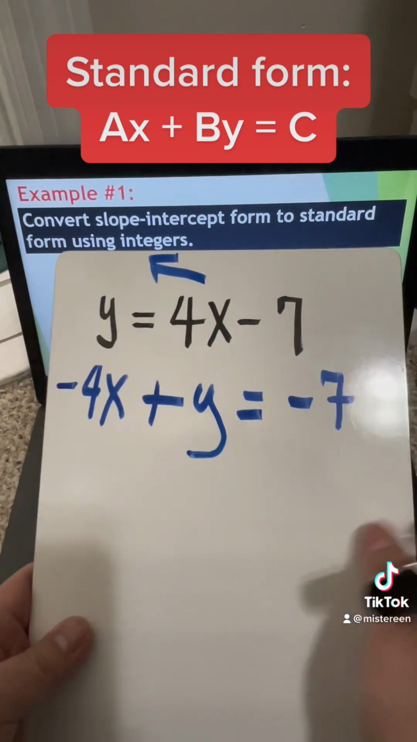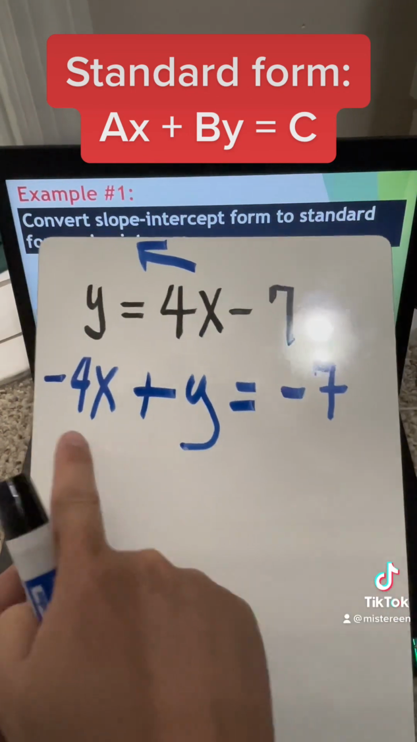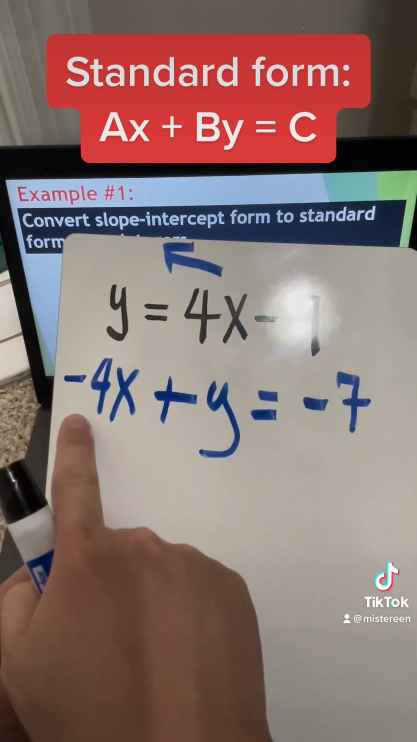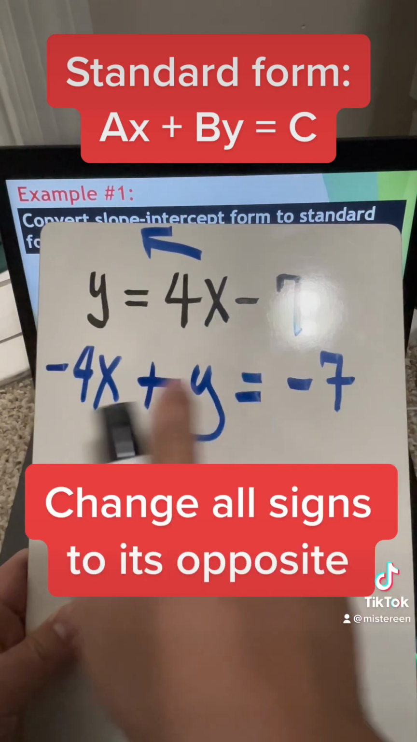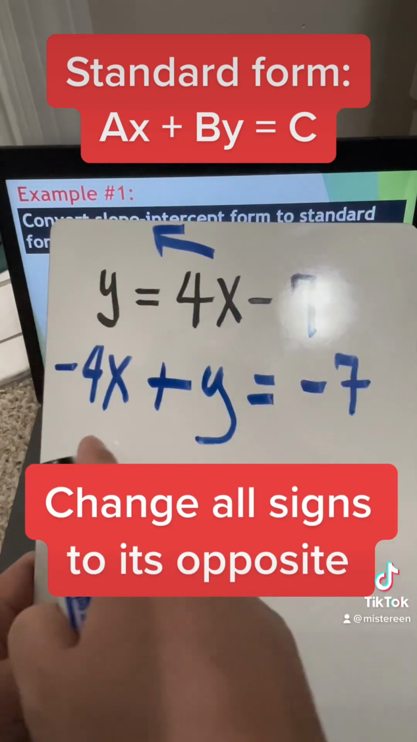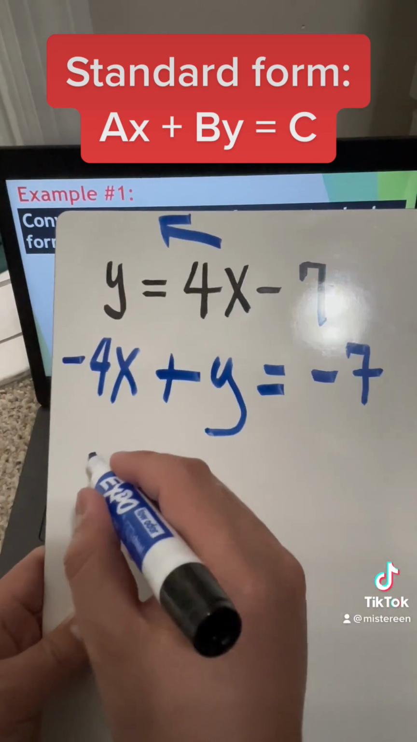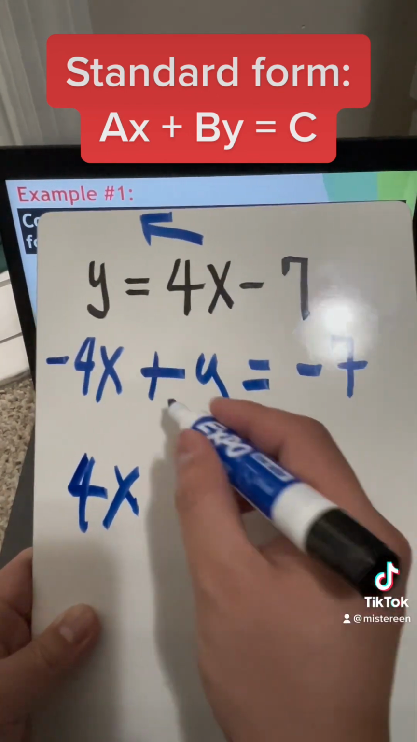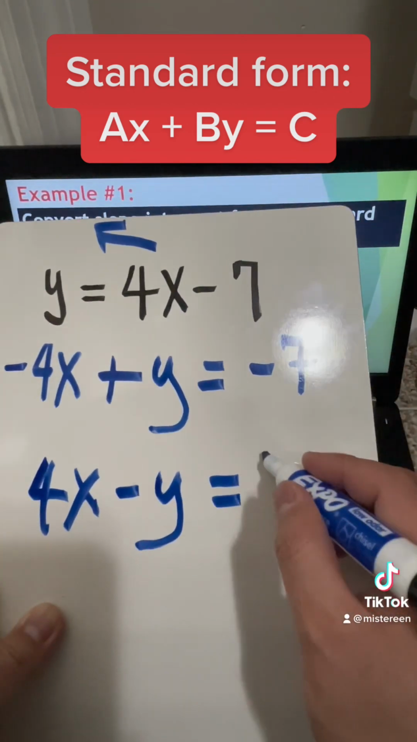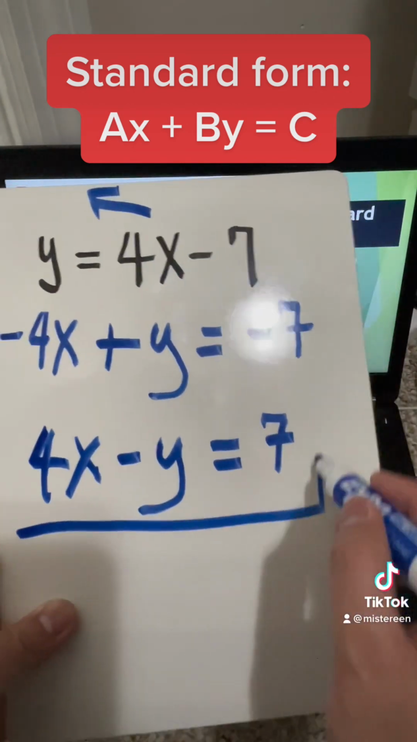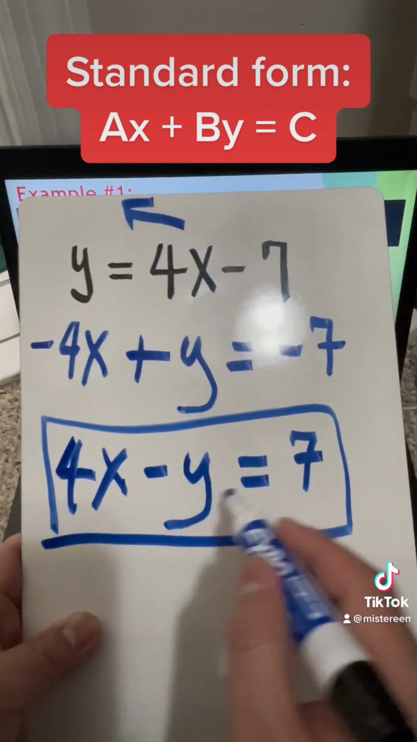However, something you need to know: in a standard form, the first number is always positive. So if it's negative, just make sure to change all the signs to the opposite. This negative 4x becomes a positive 4x, positive y becomes a negative y, and negative 7 becomes 7. So this is already the standard form: 4x minus y equals 7.